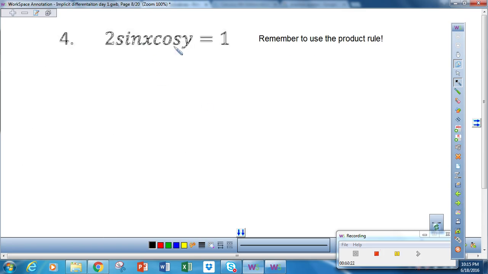Okay, once again, we have to remember we have to use product rule. So to make my life easier, you know what I'm going to do? I'm just going to divide through by this 2. Makes my life easier because now I just have sine x cosine y equals 1/2. And when I take the derivative of that 1/2, it's going to give me 0. So that just makes my life easier. So I have to use product rule.